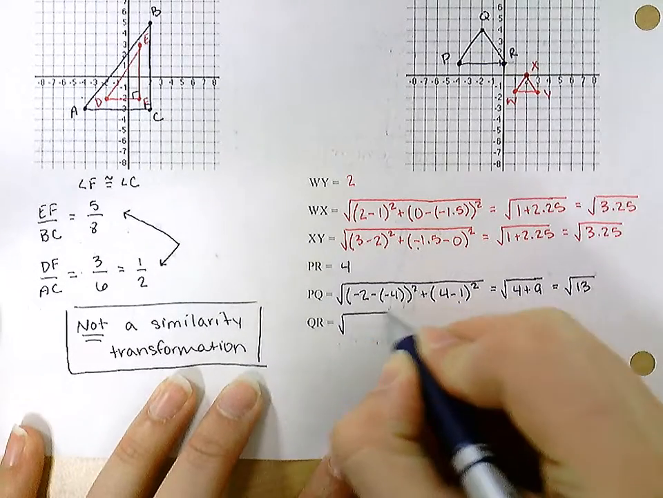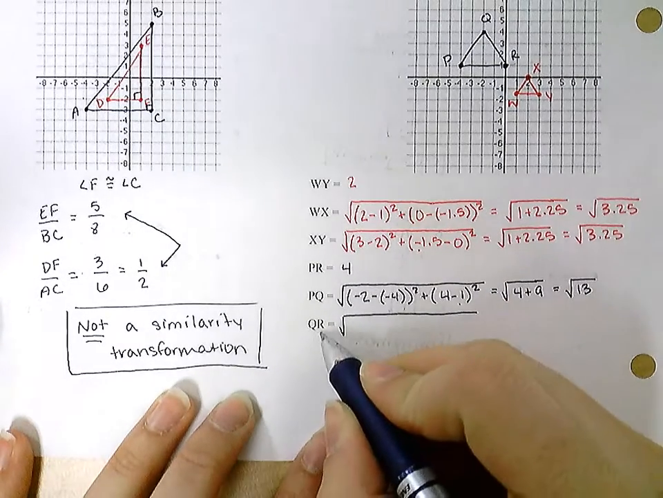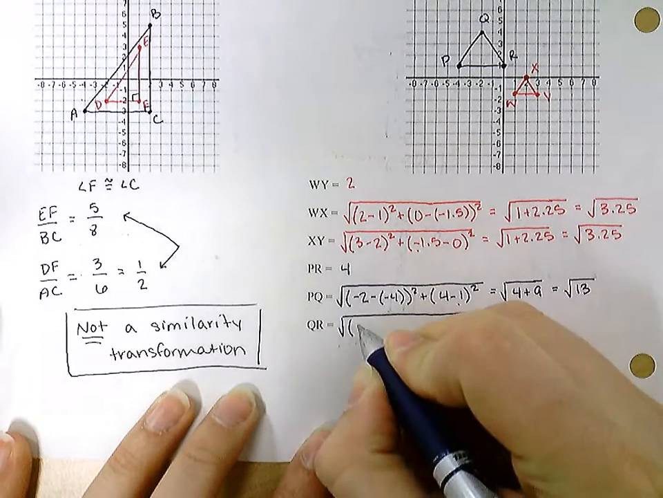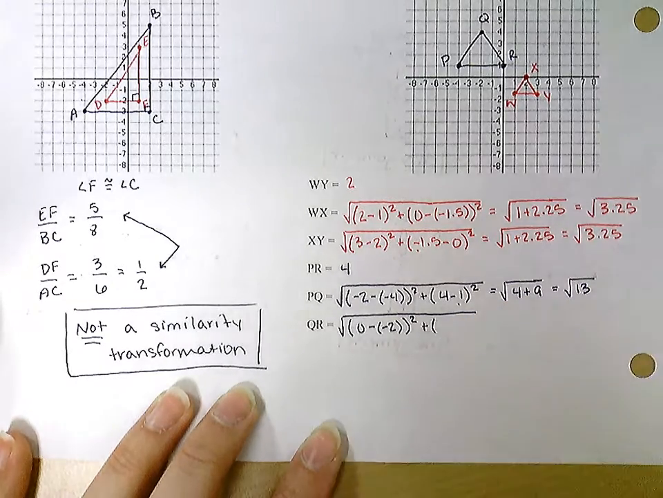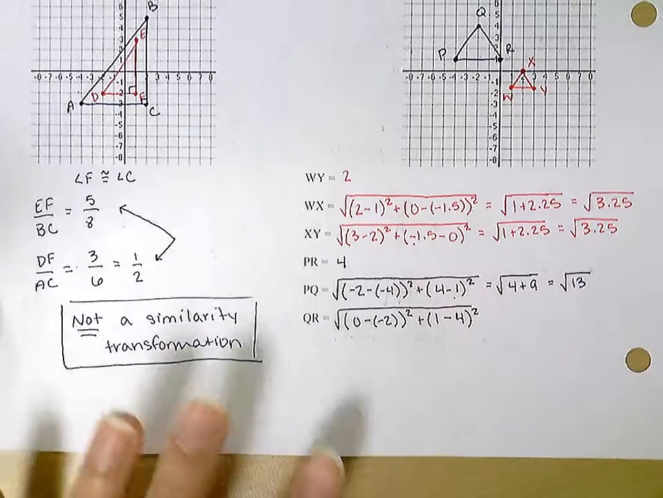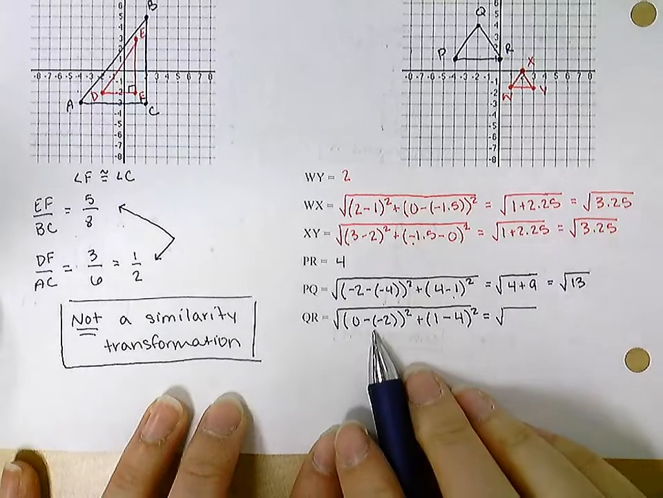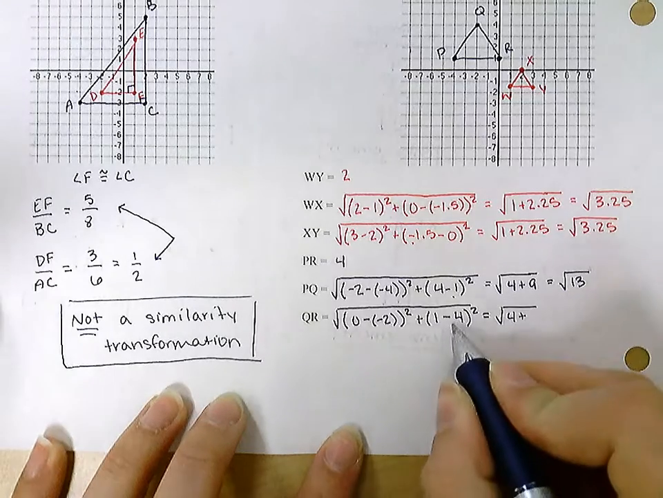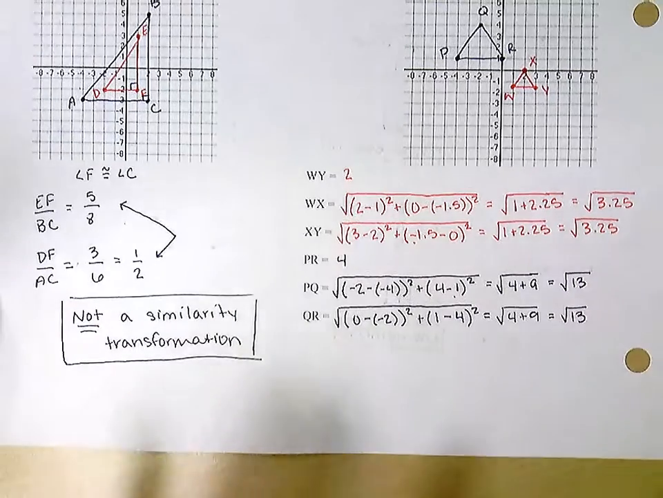Same thing with QR. Using points Q and points R in your distance formula. We have x sub 2 is 0, minus x sub 1 is negative 2, quantity squared, plus y sub 2 is 1, minus y sub 1 is 4, that quantity squared. So I have 2 squared in that first quantity, that's 4, plus 1 minus 4 is negative 3, negative 3 squared is 9. So I do end up with the square root of 13.